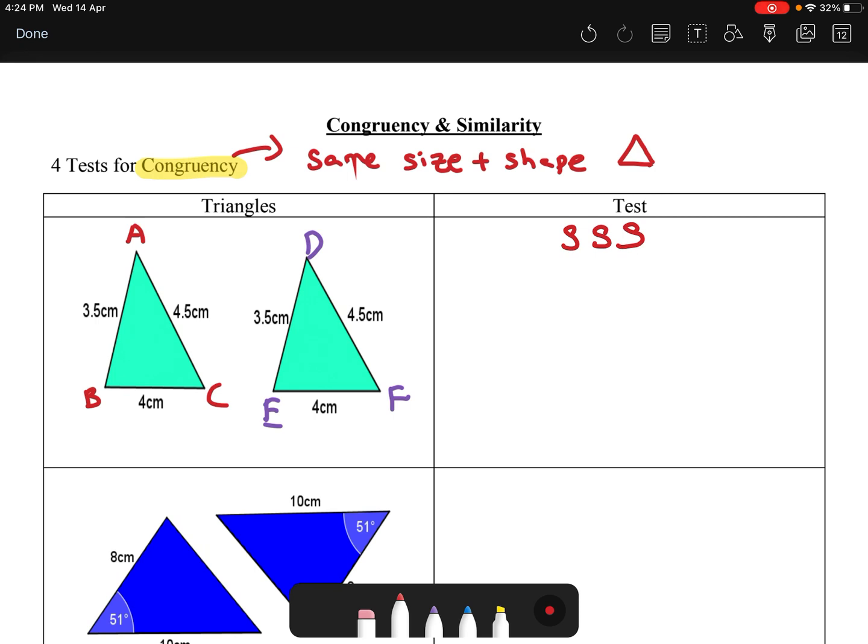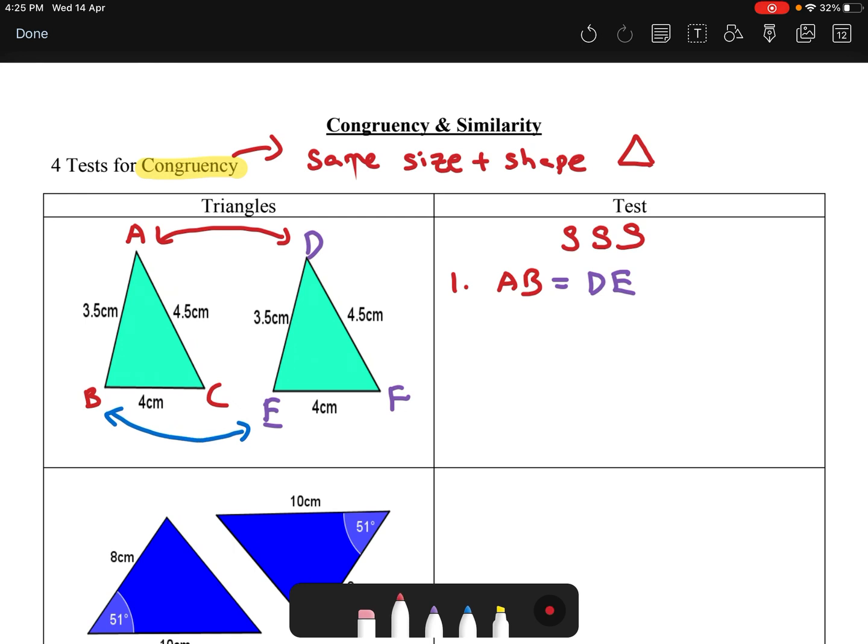Let's see. Number 1: we know that AB is equal to DE. So I must write AB is equal to DE. Notice the order of my alphabet. I didn't write AB equal to ED, because if you write that, it's not correct. You must write DE, because A corresponds to D, and B corresponds to E.